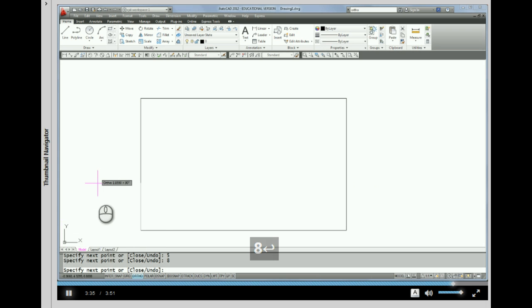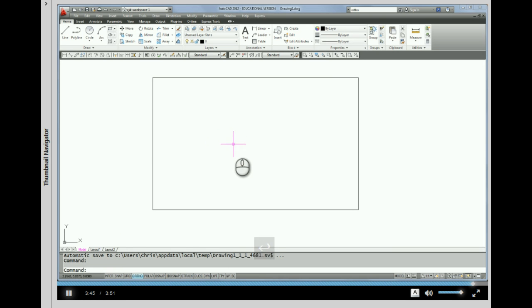Okay, I'm still attached here because the computer doesn't understand that I'm done. So I'm going to do another enter to finish off the command. Okay, and there we have a 5 by 8 inch rectangle.